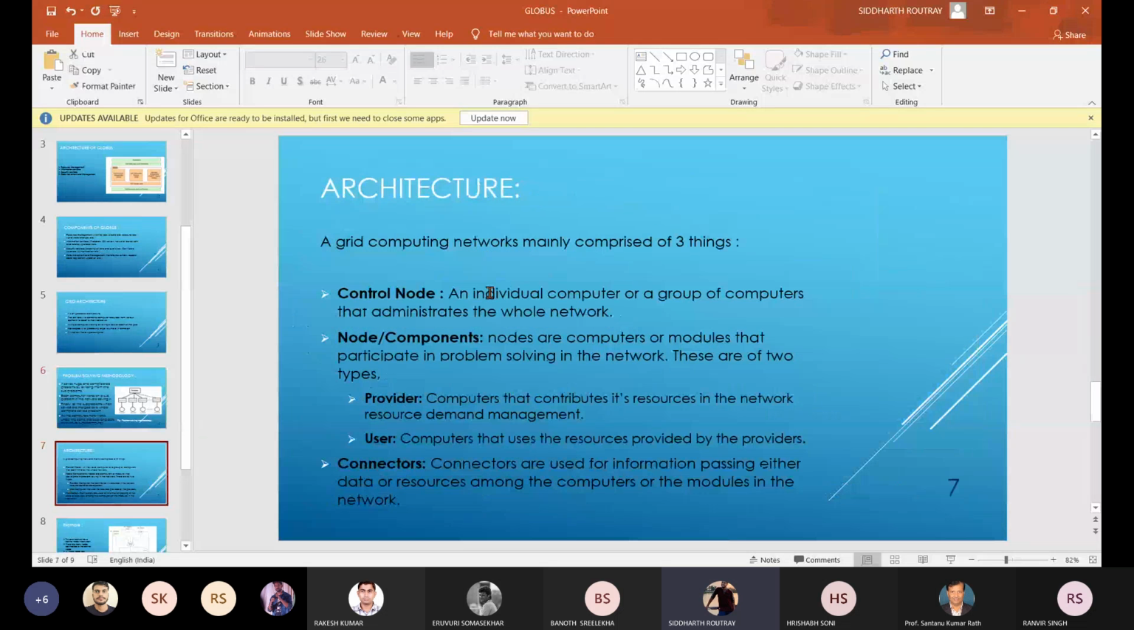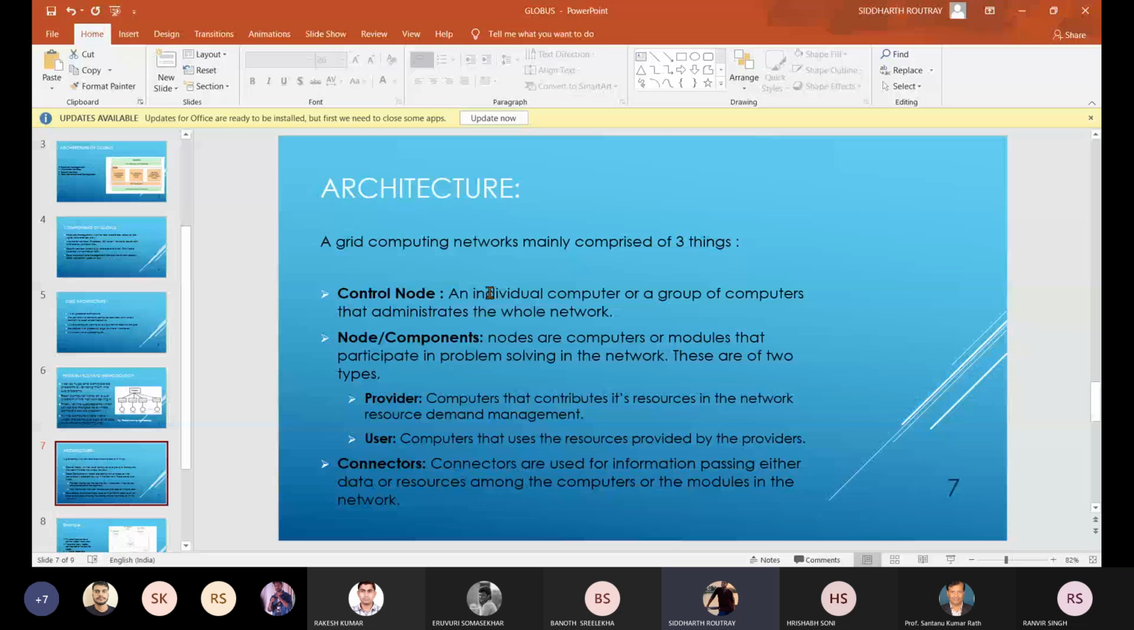Now let's come to some basic components in the architecture. There are basically three things: a control node, also known as a master node, the nodes, and the connectors. The control node is the administrator of the whole job. The main task is assigned to that node, and all the subdividing and integration is carried out by the control node. Then come the components or the nodes. These are the nodes that participate in the network for the problem solving process.